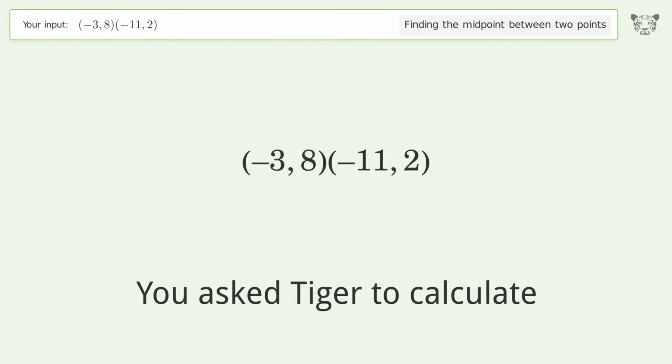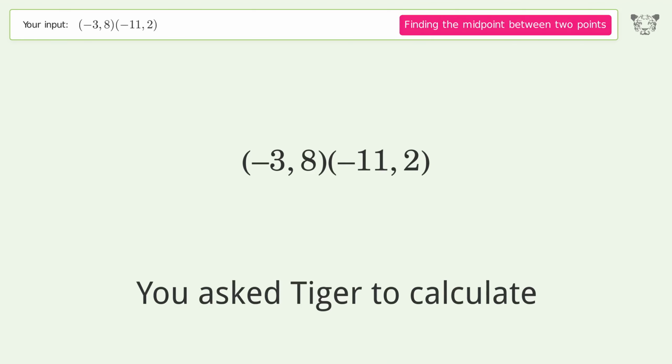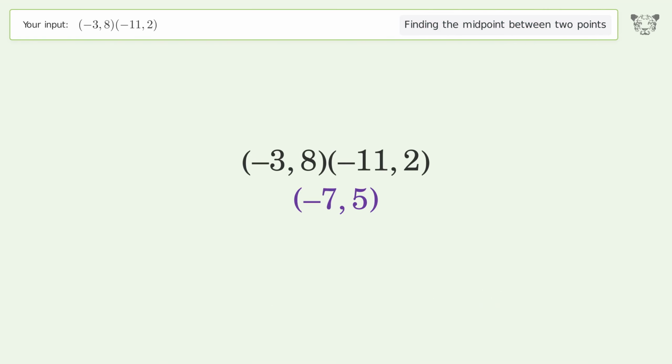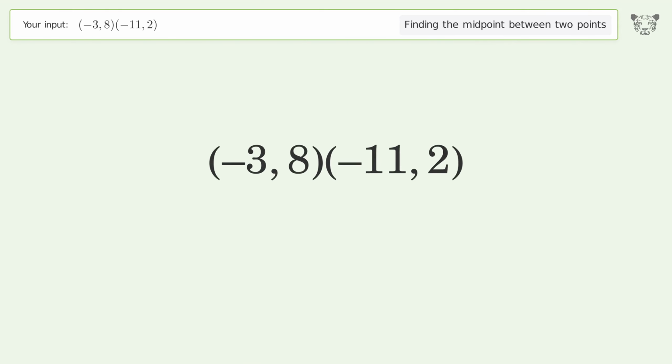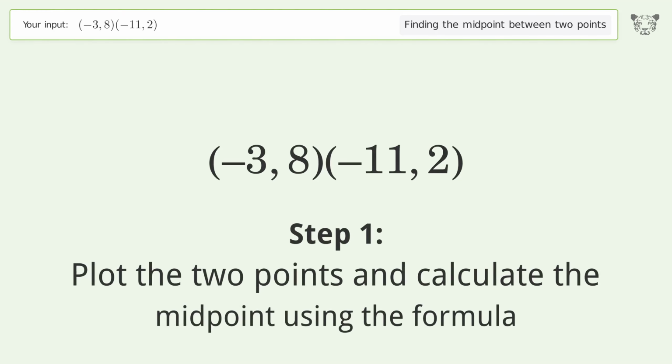You ask Tiger to calculate. This deals with finding the midpoint between 2 points. The midpoint between the 2 points is -7, 5. Let's solve it step by step. Plot the 2 points and calculate the midpoint using the formula.